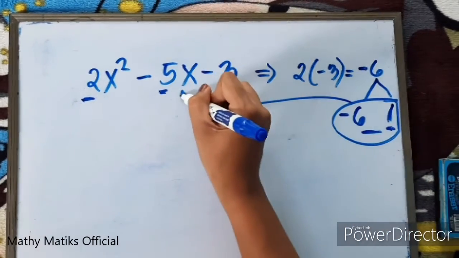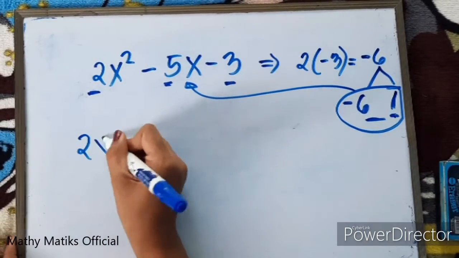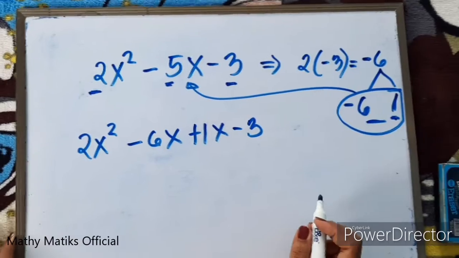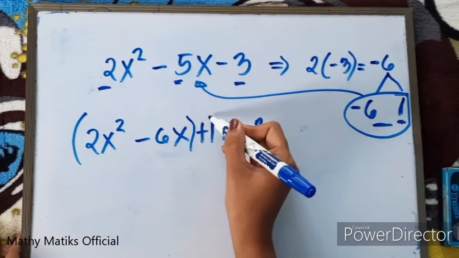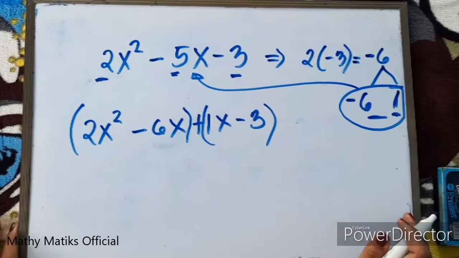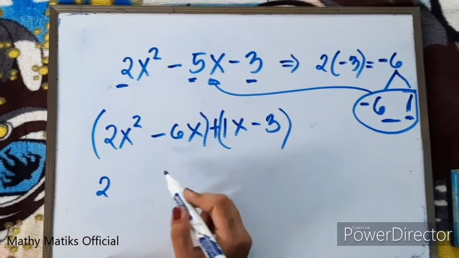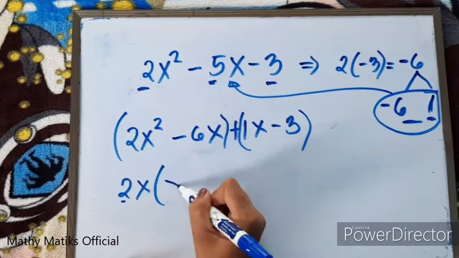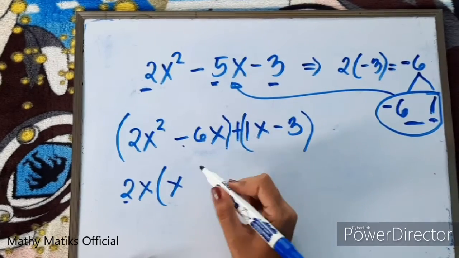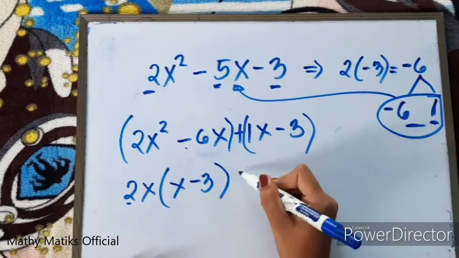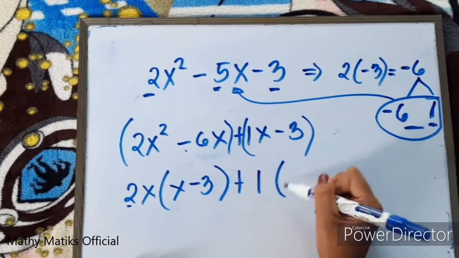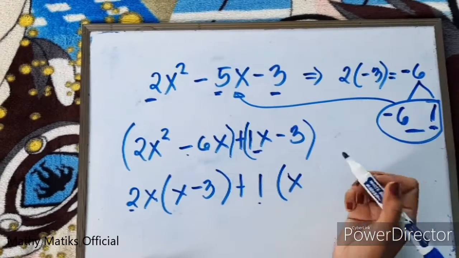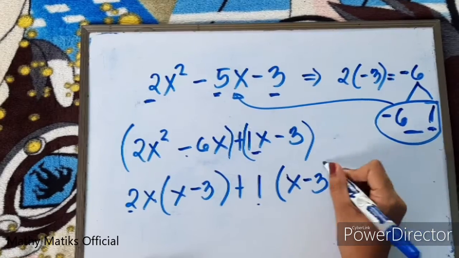So what will you do with our negative 6 and 1? We are going to replace our middle term with them. So we have 2x squared, which becomes negative 6x plus 1x minus 3. Now, we can factor this by grouping. We can group 2x squared minus 6x and 1x minus 3. So, get the GCF. The GCF of 2x squared minus 6x is 2x. 2x squared divided by 2x is x. Negative 6x divided by 2x is negative 3. Plus, the GCF of 1x minus 3 is 1. 1x divided by 1 is x. Negative 3 divided by 1 is negative 3.